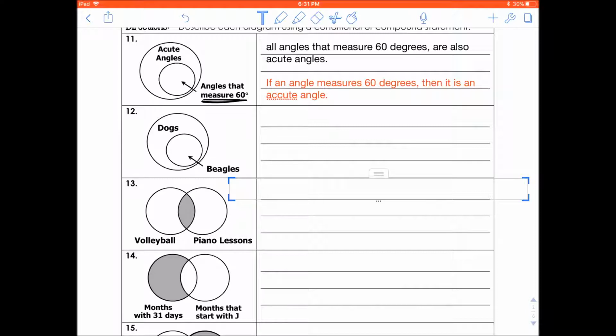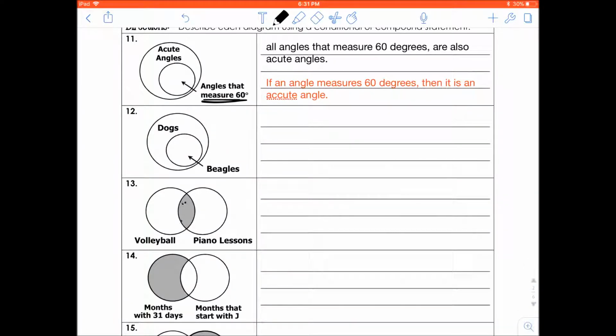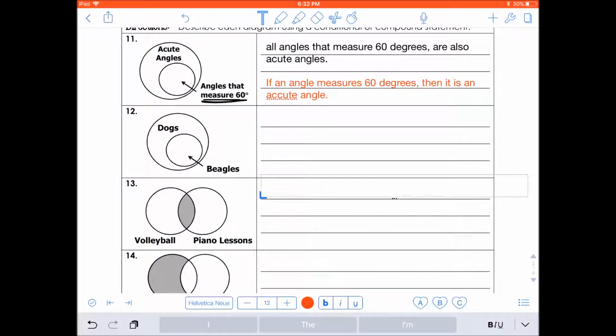So what this says in 13, let's look. The shaded section is in between. So we want to talk about these people. And what are these people in here? These people are people who what? Do they play volleyball? Do they take piano lessons? Do they do both? Do they do neither? I think that in there, those are in both circles. So that's going to be people who do both.